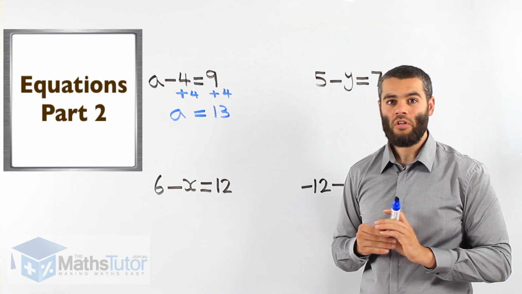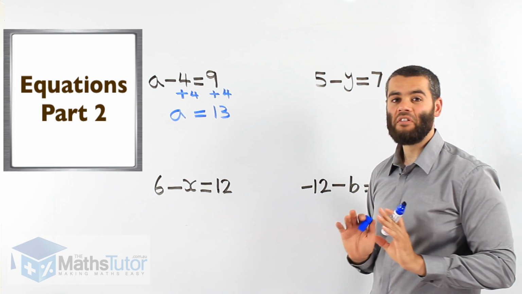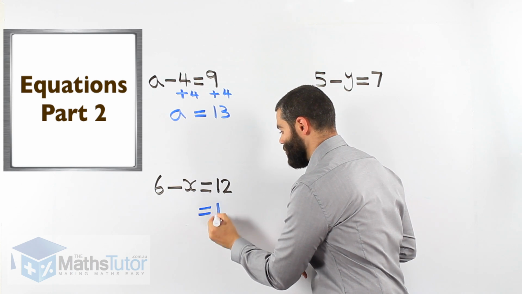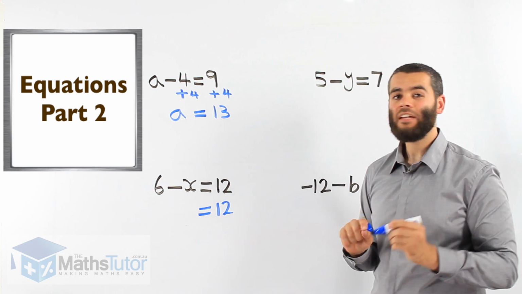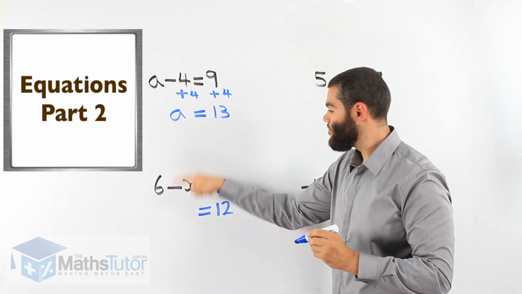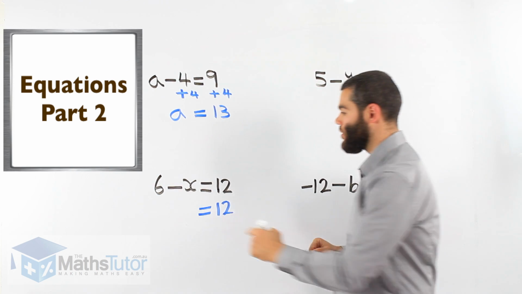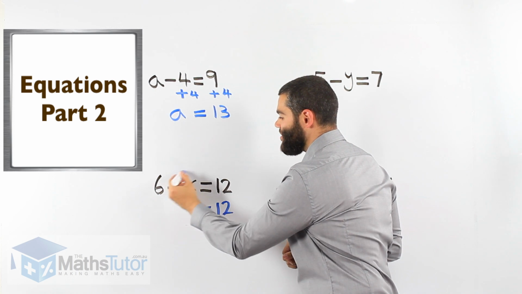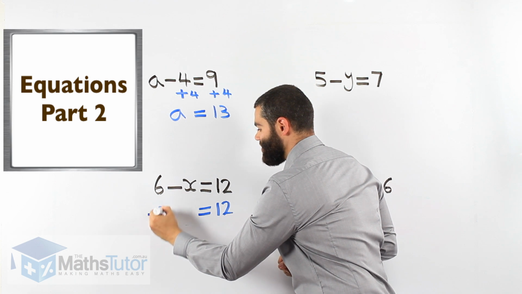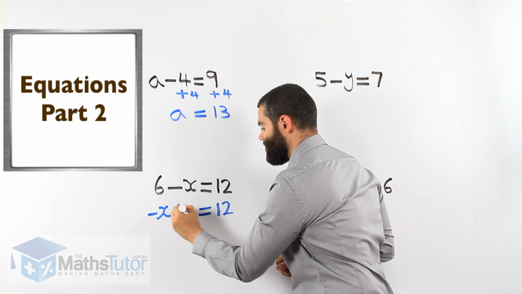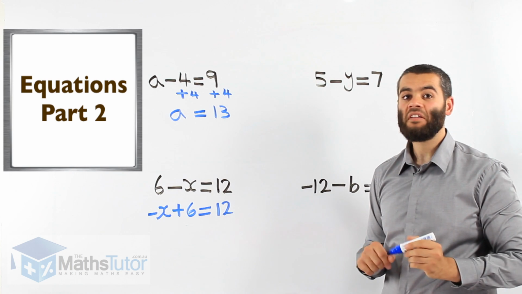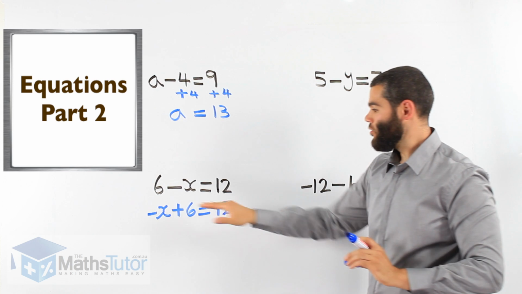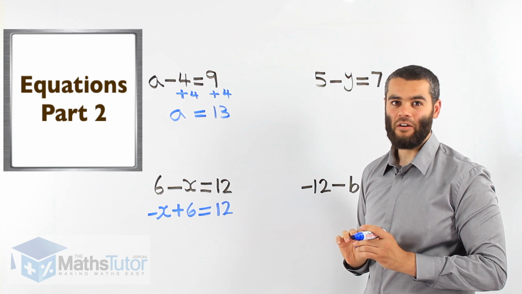What I like to do, and what I advise you to do, is something very simple. It's a little trick. We put our equals, put our 12, and we want to change this to make it look like that. So what do we do? We swap those over. This is a positive 6, and this is a negative x. So negative x comes first, positive 6 comes second. Now it looks similar to that one there. Do this little step, it makes life easier later on.